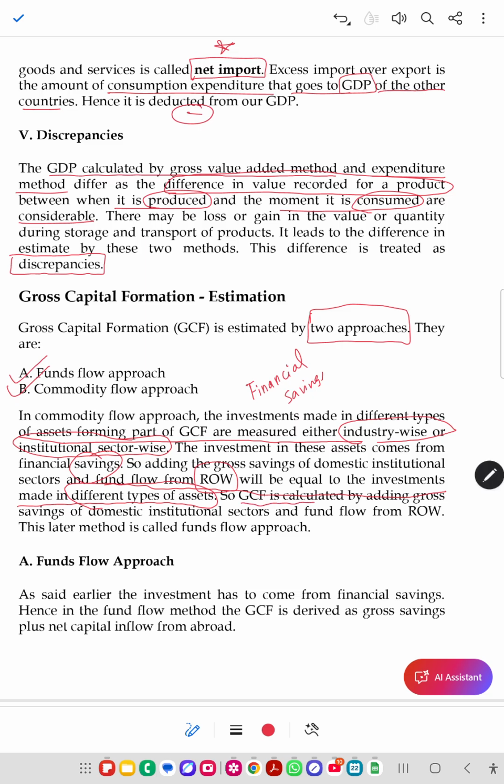So gross capital formation is calculated by adding gross saving of domestic institutional sectors and fund flow from rest of the world. This latter method is called the funds flow approach. As said earlier, the investment has to come from financial savings. Hence, in the fund flow method, the gross capital formation is derived as gross saving plus net capital inflow from abroad.